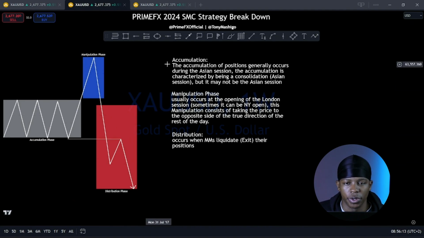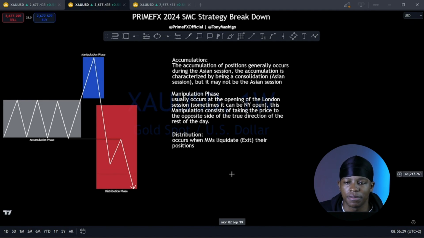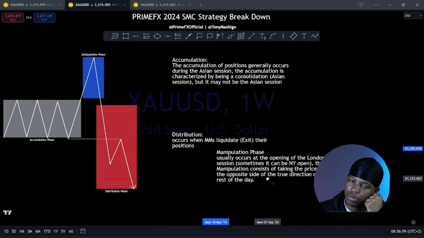You'll find this ebook. So accumulation, the accumulation of positions generally occurs during the Asian session. The accumulation is characterized by consolidation in the Asian session. Manipulation phase usually occurs at the opening of the London session. Sometimes it can be New York open. This manipulation consists of taking the price to the opposite side of the true direction for the rest of the day. And then distribution occurs when the market makers liquidate, exit their positions, right?